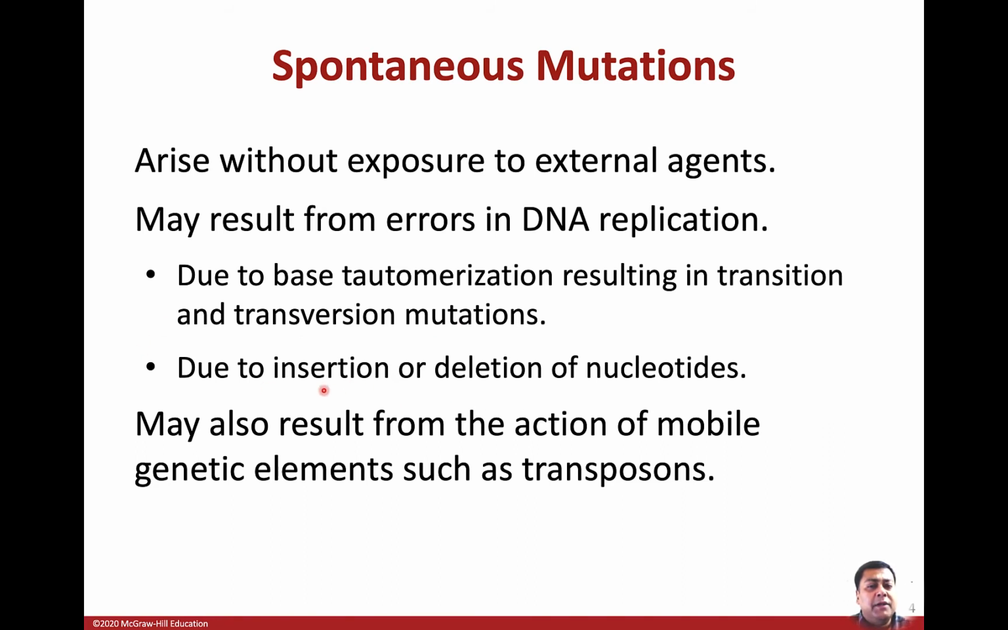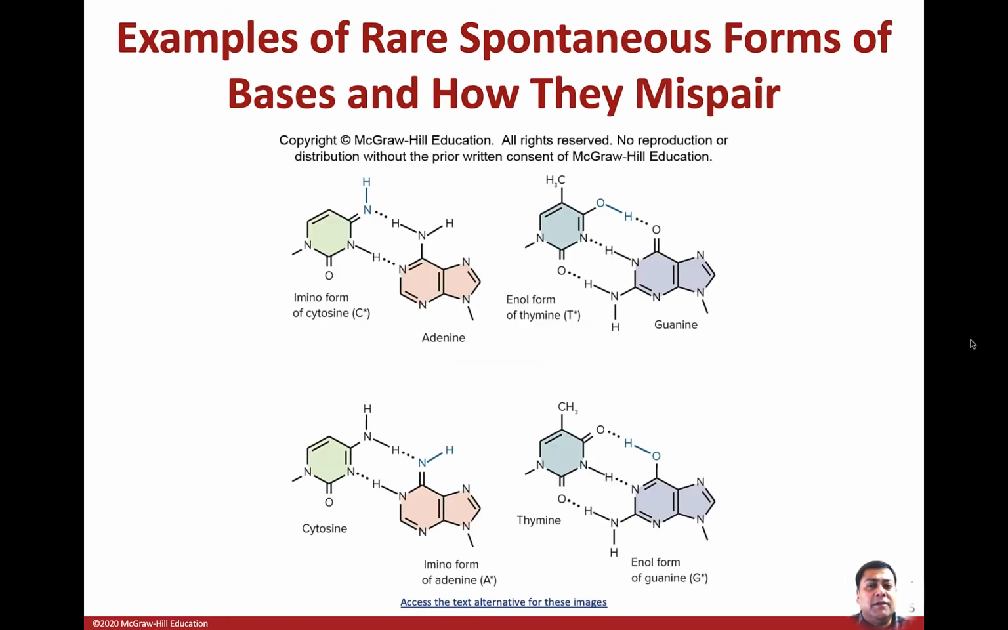And mutations can also happen due to insertion or deletion of nucleotides, and also wrong base pairing. They may also result from the action of mobile genetic elements such as transposons. These are some of the other factors which can lead to spontaneous mutations. So first, let's take a look at how base tautomerization can lead to transition and transversion mutations. To understand this, let's take a look at the different bases and the chemistry of these different bases. We are only looking at the bases which are attached to the first carbon of the pentose sugar, the deoxyribose sugar attached to the phosphate. We are only looking at the base.